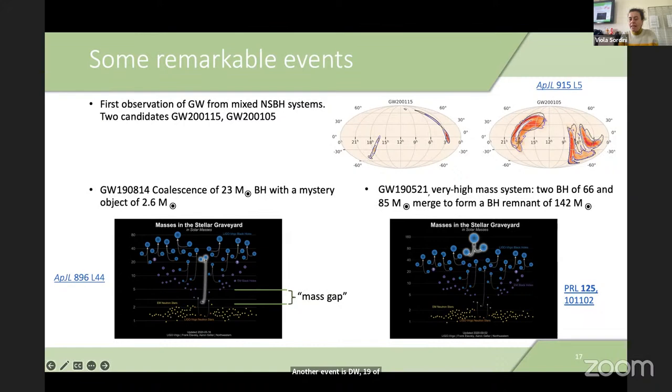Another event is GW190521. I told you that black holes are the remnants of stellar evolution, but from our understanding of supernova explosions, we cannot really produce two high mass black holes. In this mass region, a supernova explosion would undergo a mechanism for which there won't be any black hole formation, but the star will be blown away. GW190521 is the coalescence of two black holes of 66 and 85 solar masses, and it is not clear how we can create this by stellar evolution. So maybe these black holes are themselves the result of a coalescence, or they have been growing by accretion. So these are interesting events.